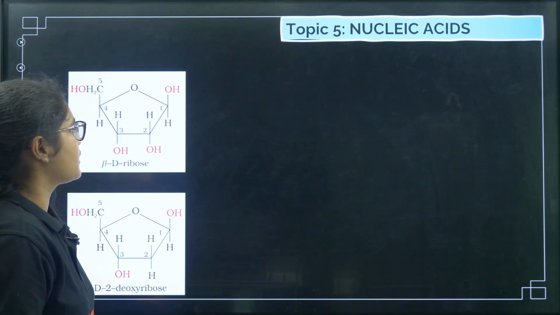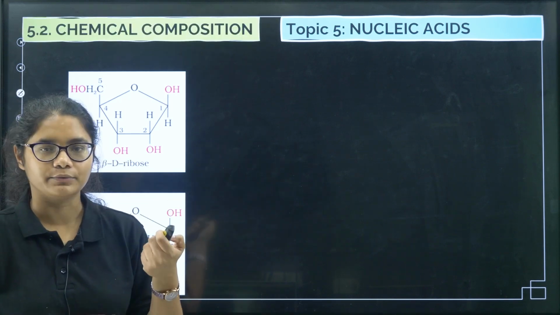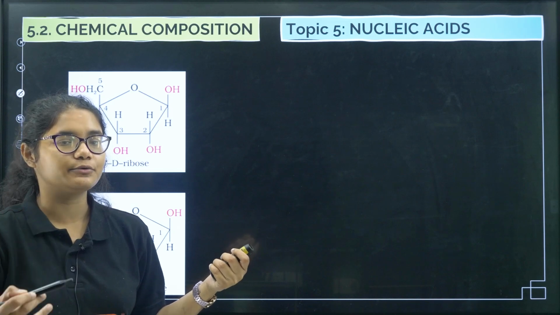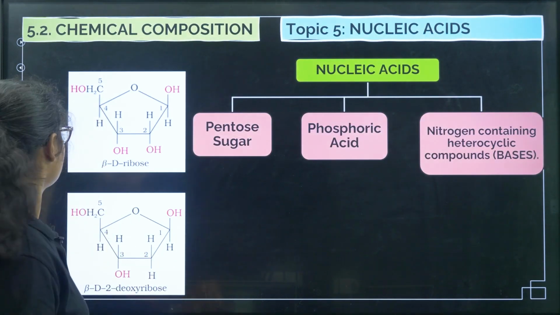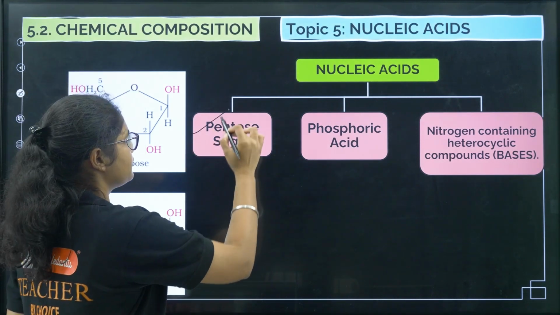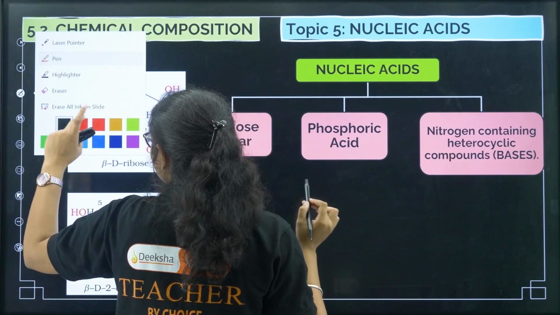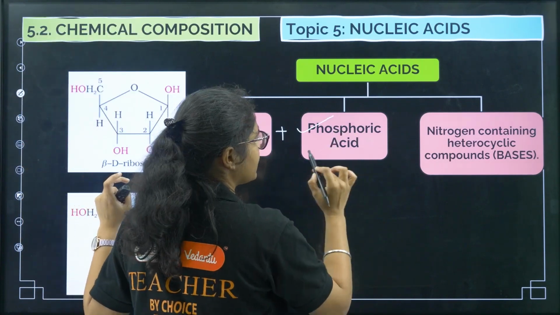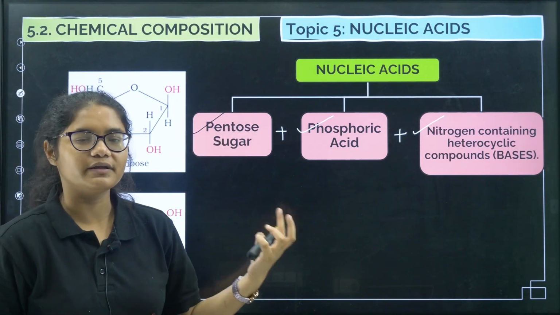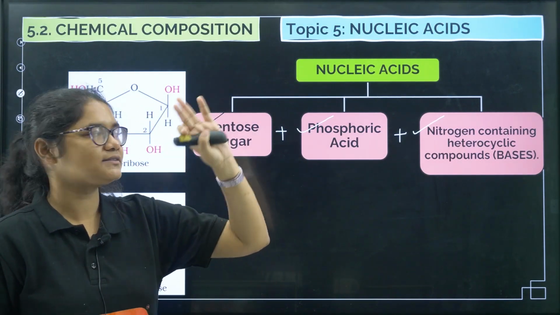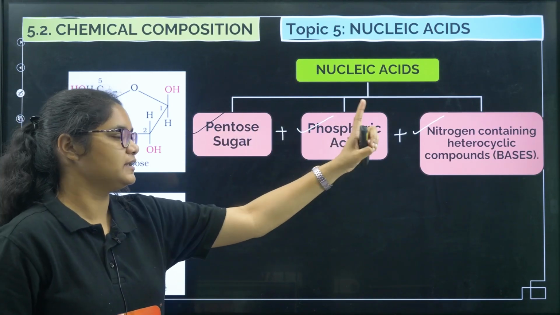Okay, now coming to the chemical composition of nucleic acids. Okay, we'll discuss what these nucleic acids are made up of. So nucleic acids have three important components. Okay, first is a pentose sugar. Nucleic acid is made up of pentose sugar plus phosphoric acid, and then a nitrogen containing heterocyclic compound, or we call it bases. So there are three parts of a nucleic acid, that is pentose sugar, phosphoric acid plus bases.